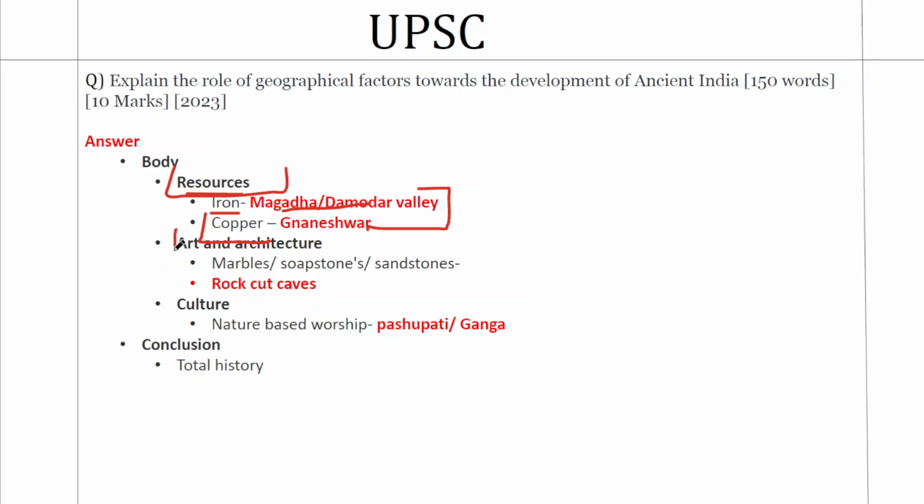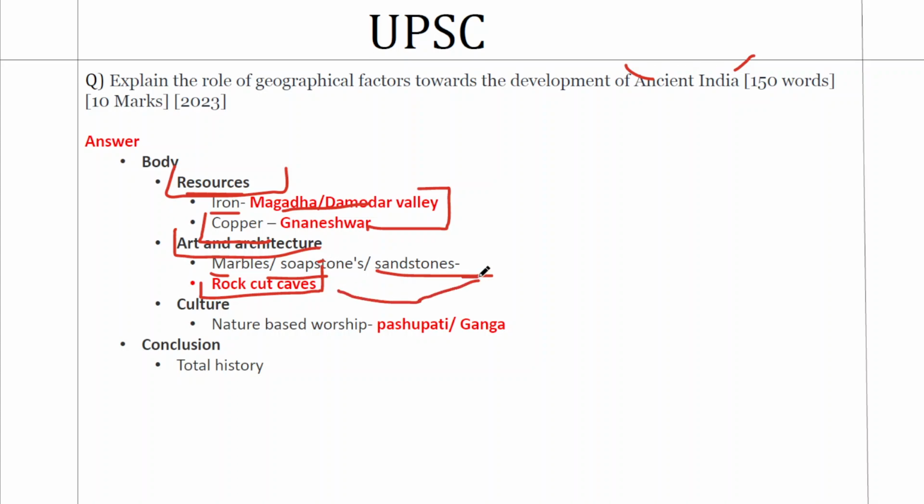The next is about art and culture. Because this is about ancient India, we can bring art and culture also. There, let's take the case of the resources that enabled various sculptures and architecture, for example marble, soapstone, sandstone, etc. Let's take the bust of the bearded man in Mohenjo-daro, which used soapstone. Or the Ashokan pillars made of sandstone. Or the rock cut caves like Ajanta or Ellora. For them, such geographical terrains were important.